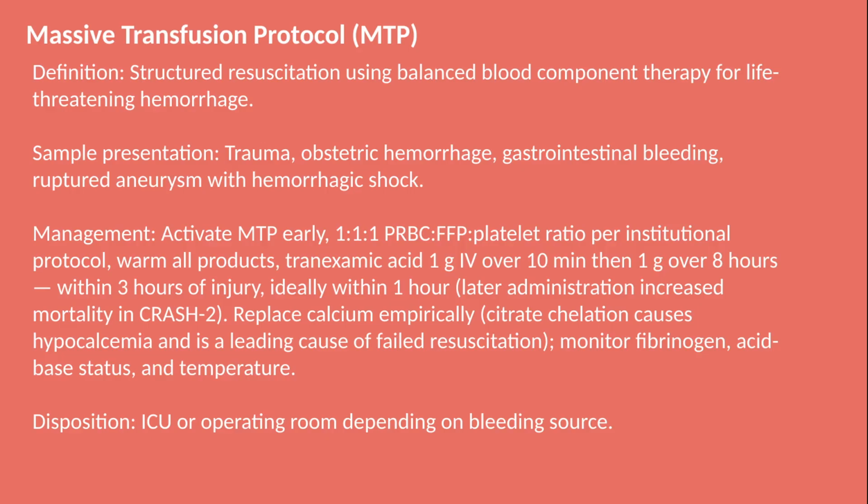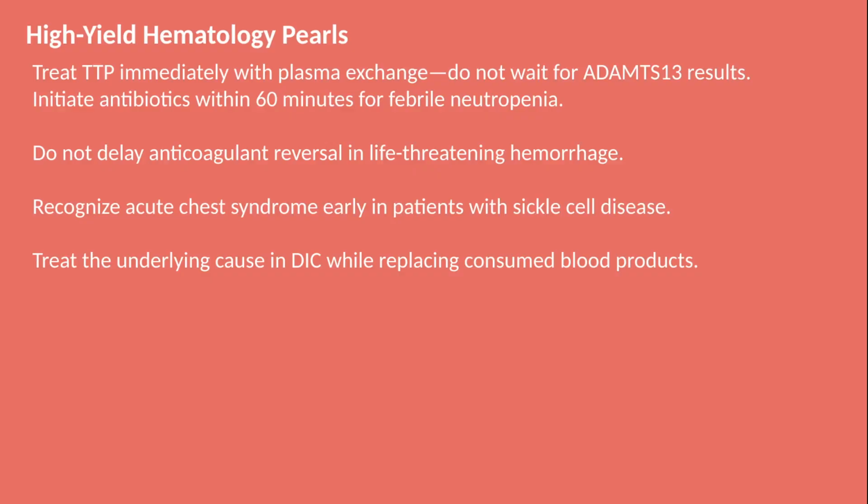Let's consolidate into the pearls worth carrying out of this room. Thrombotic thrombocytopenic purpura. Thrombocytopenia plus schistocytes with no other explanation means arrange plasma exchange now. The enzyme assay confirms a diagnosis you have already treated. Febrile neutropenia, antibiotics within 60 minutes, cultures alongside rather than before, and no source found is the expected finding, not reassurance.